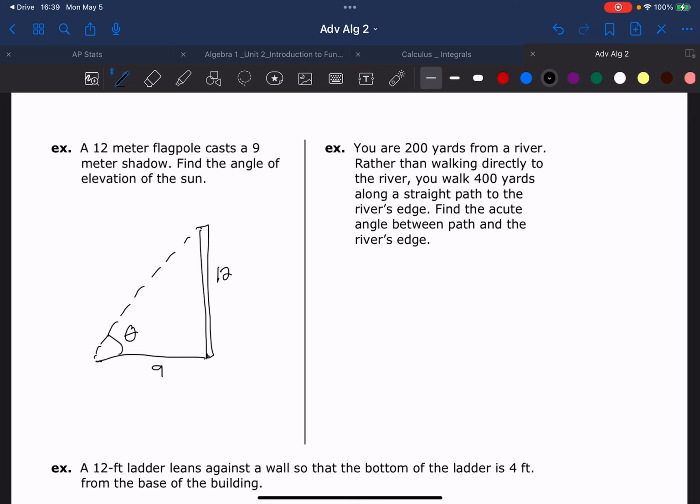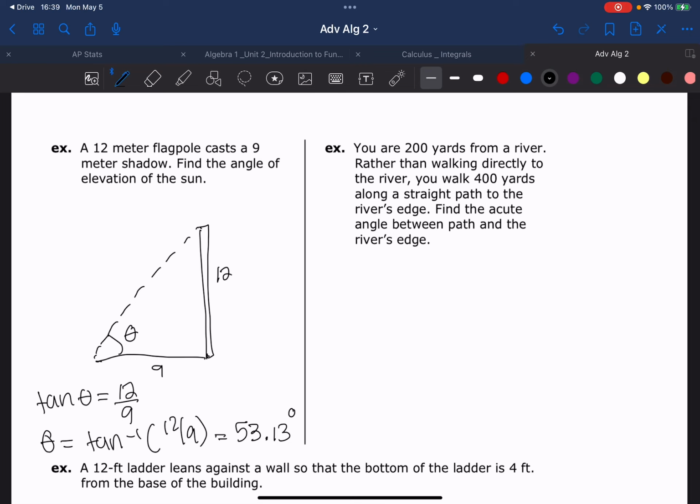So we have adjacent and opposite, so we know that's tangent. So tangent of theta is equal to opposite over adjacent, so 12 over 9, which means that theta is equal to the inverse of tangent of 12 over 9, which is equal to 53.13 degrees.